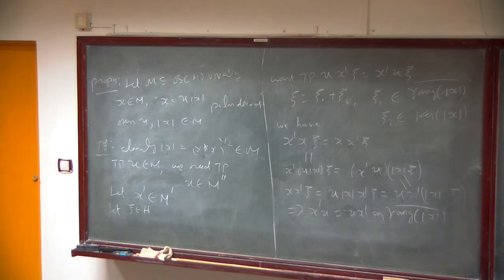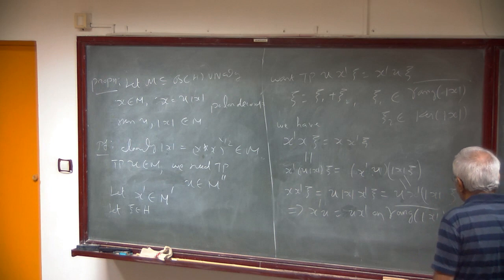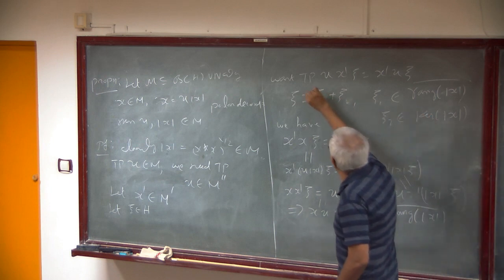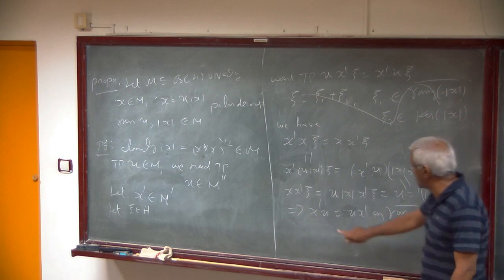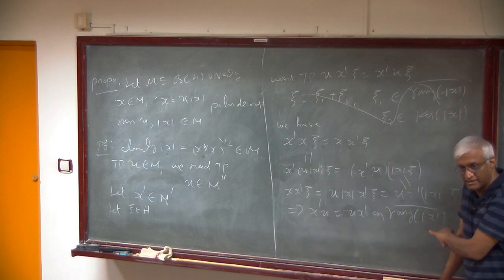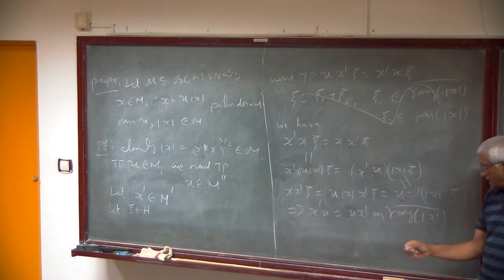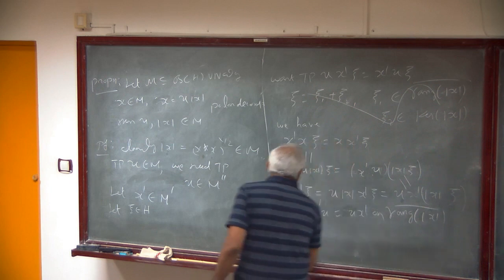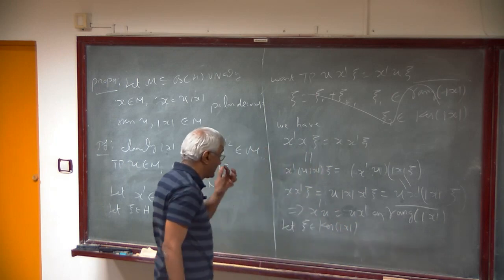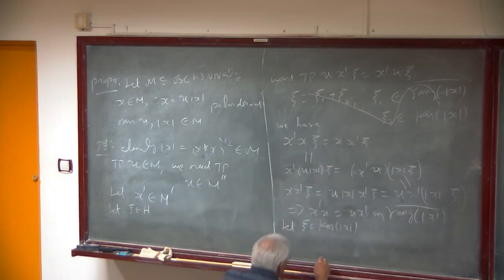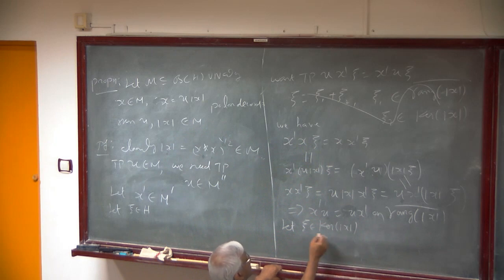So we only have to worry about the kernel. We don't need to decompose like this; we just check it separately. So we have proved that the relation x prime u equal to u x prime holds on the range of |x|. Now we have to verify that on the kernel of |x| this is also true. So now let xi be in the kernel of |x|. Then u|x| xi.